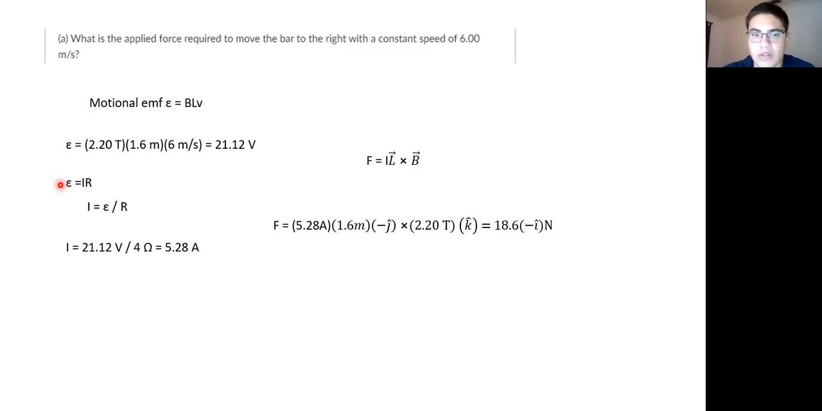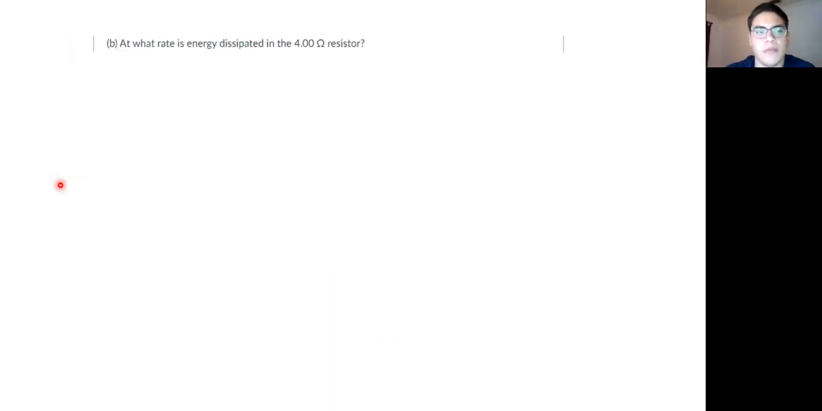But this question doesn't ask for the direction, it's just asking for the applied force, and that's going to be 18.6 newtons, and we answered part A.